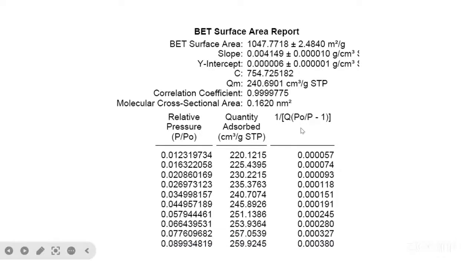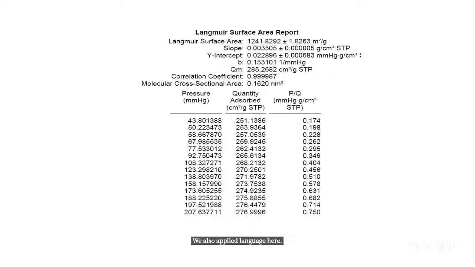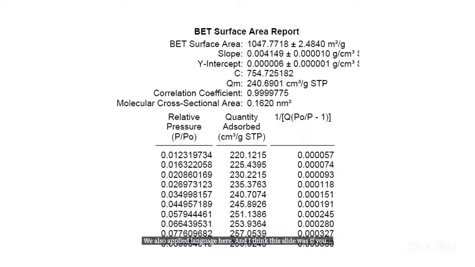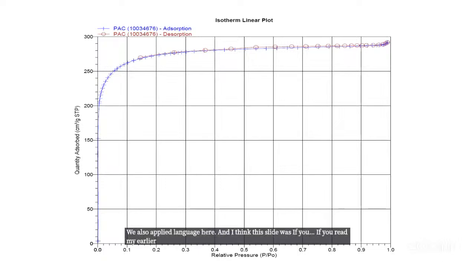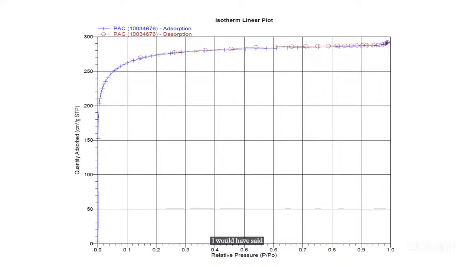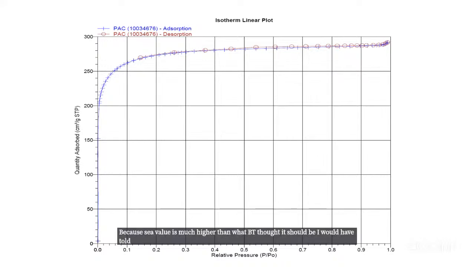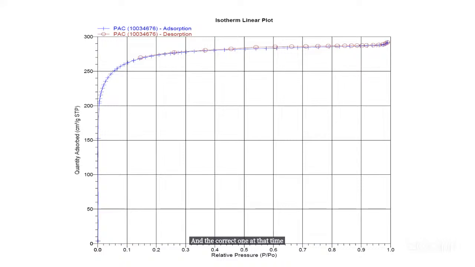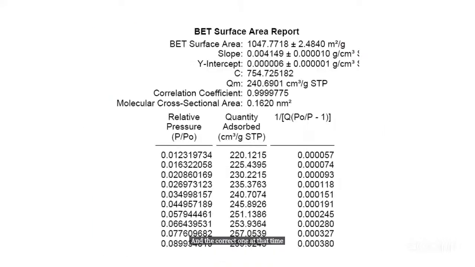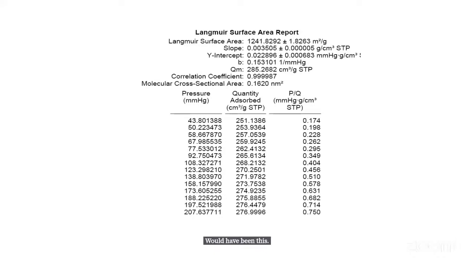We also applied Langmuir here. And I think this slide was, if you read my earlier narrations, I would have said that this is not an appropriate BET calculation. The reason for that would have been the C value, because the C value is much higher than what BET thought it should be. I would have told you this is not a correct surface area calculation. And the correct one at that time would have been this. Okay? But remember, this is the Langmuir equation applied there.